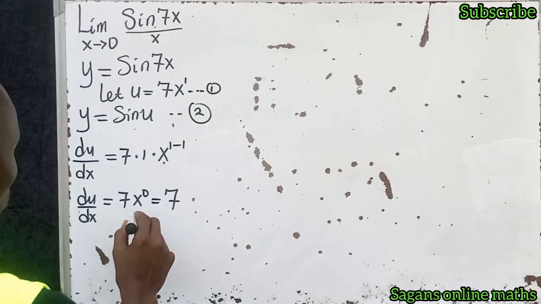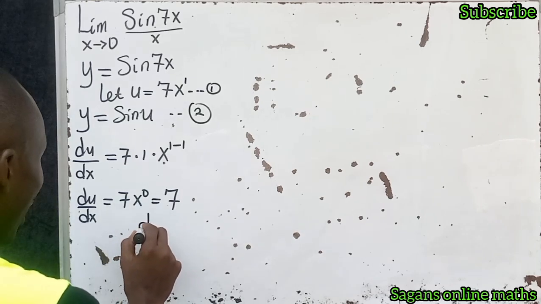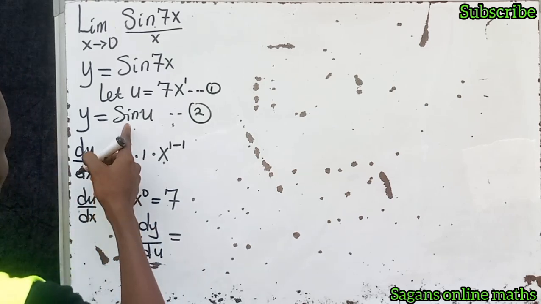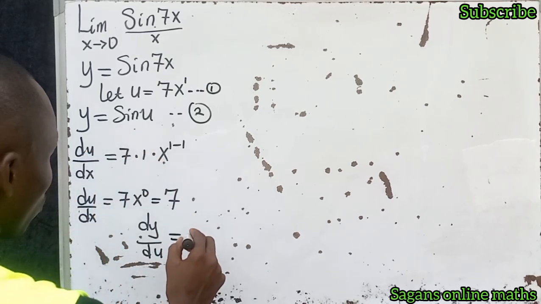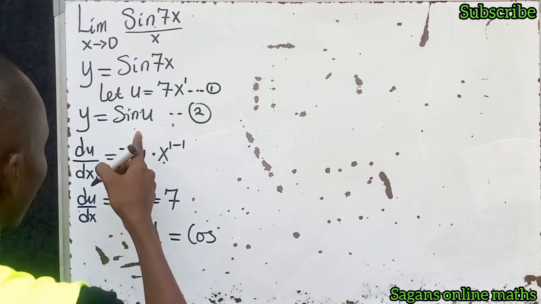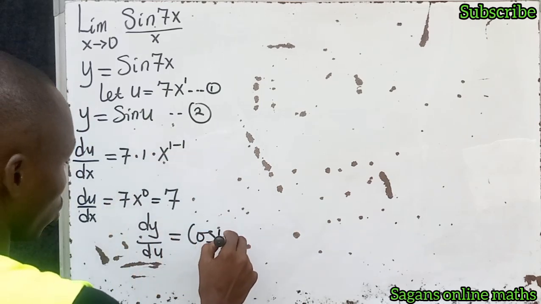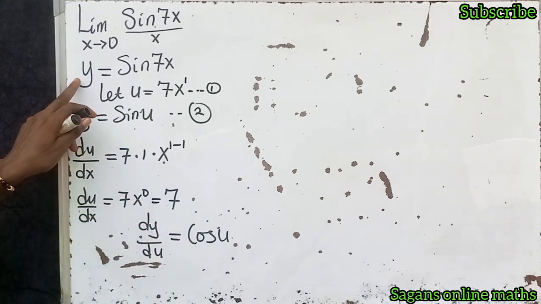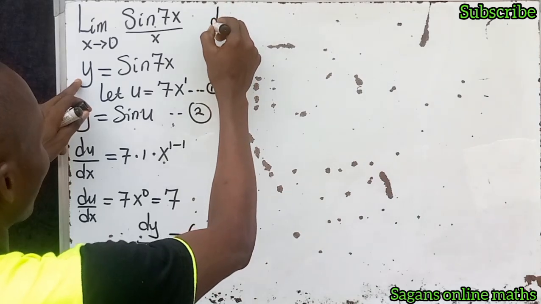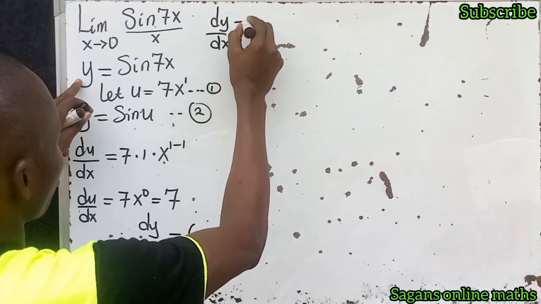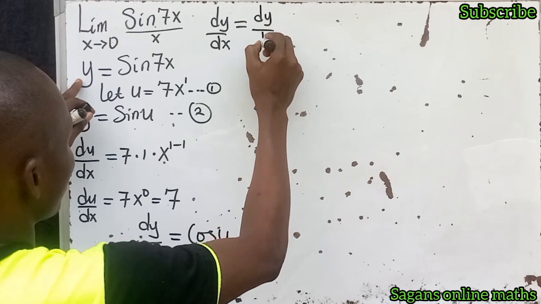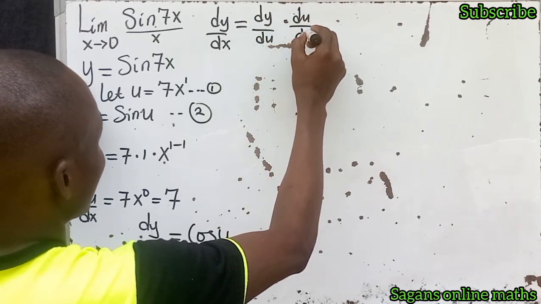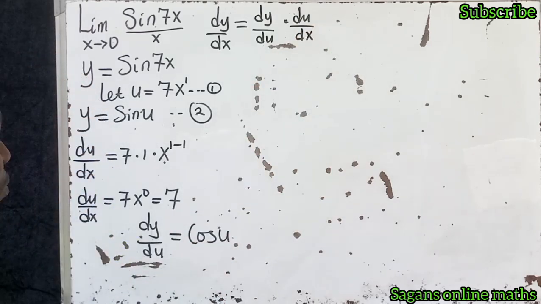Now from equation 2, we know that dy over du is equal to, if we differentiate sine, we get cos. Now remember this u is here, so this is cos u. Now you can see that we already differentiated this. Now from this, you're going to find dy over dx. For us to have dy over dx, this will be equal to dy over du, this is the chain rule, multiplied by du over dx, right?